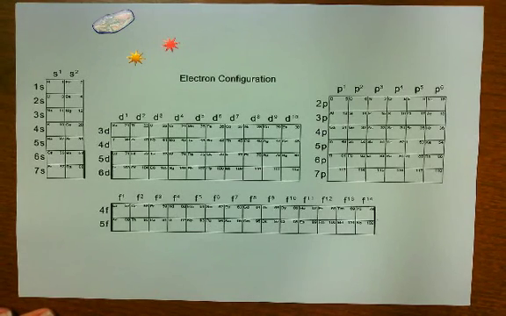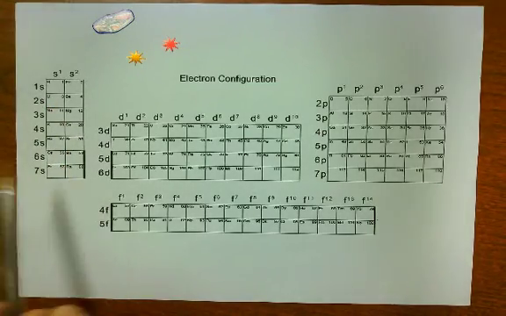Welcome. Today I'm going to show you how to do an electron configuration using this nifty periodic table that your teachers in chemistry gave you. So I'm going to start with a random element. I'm going to choose phosphorus.